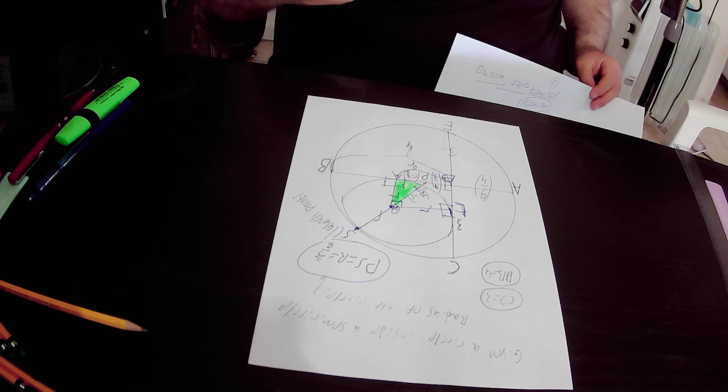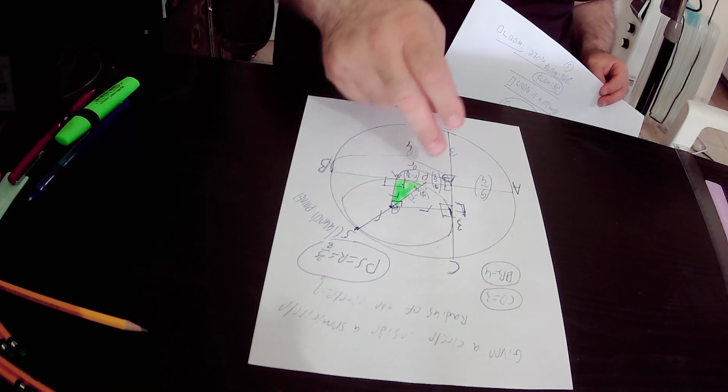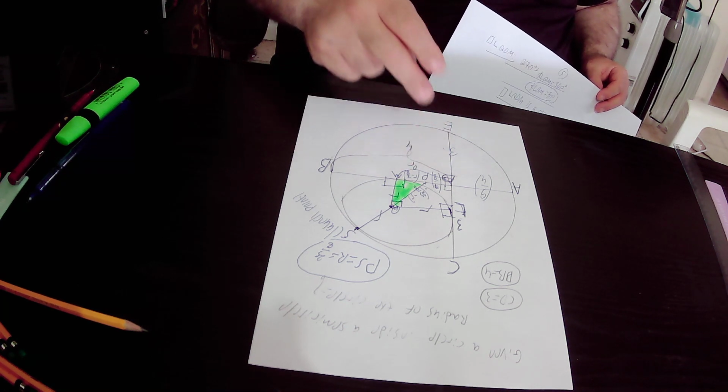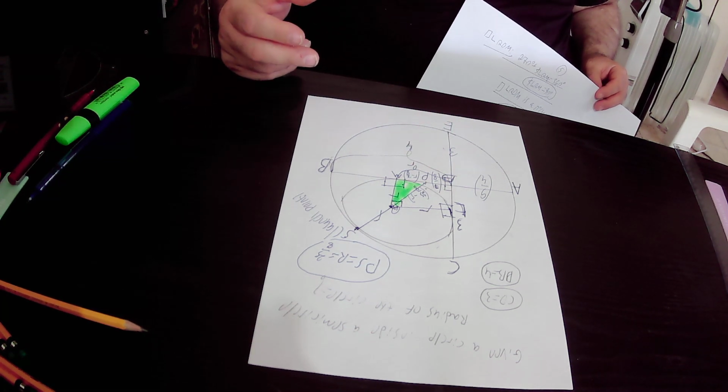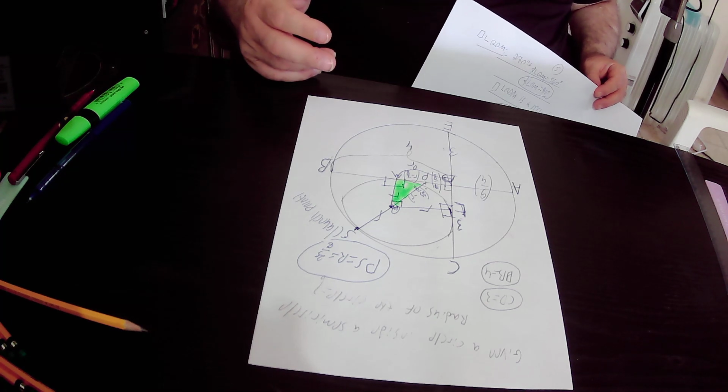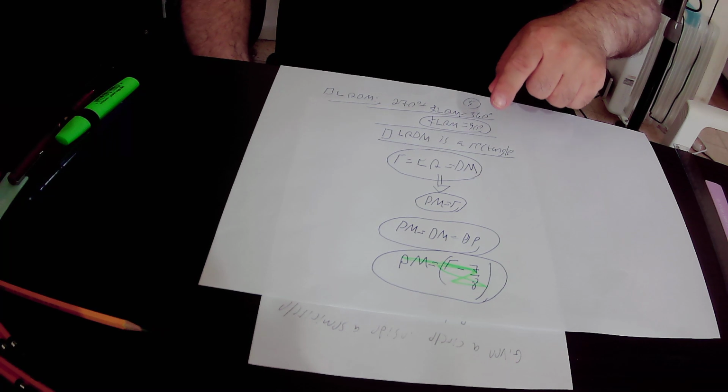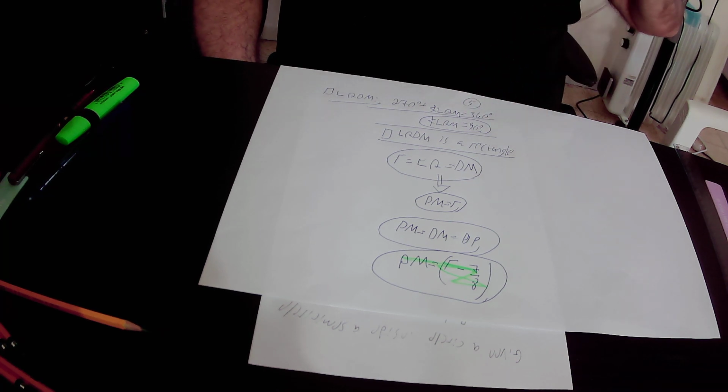Therefore, we found that all 4 angles inside quadrilateral LQDM are right angles, and any quadrilateral that has 4 right angles must be at least a rectangle. So we regard quadrilateral LQDM as a rectangle. Okay?